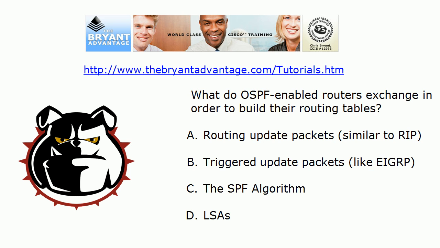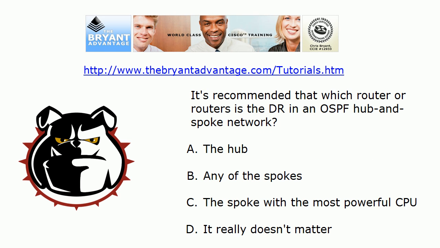OSPF-enabled routers really do not exchange routing updates like we see with RIP and like we see with EIGRP when we run the debugs and we can actually see the routes inside the packets. You can't do that with OSPF. And you want to watch this one because while OSPF does use the SPF algorithm, it's not actually exchanging the algorithm. That's what it uses to build the routing tables, but what they're exchanging are those link state advertisements.